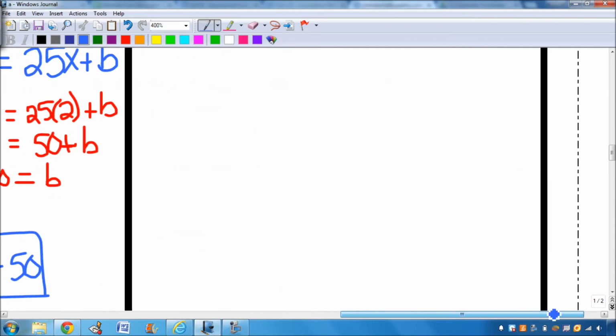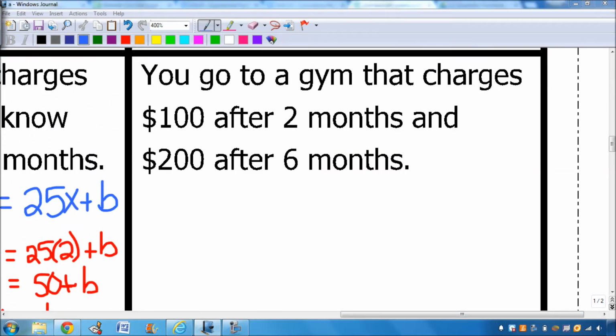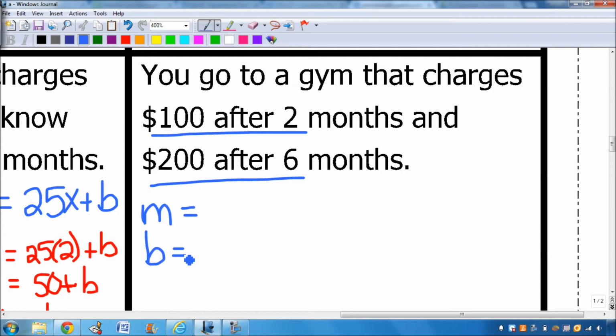And then lastly, example number 3. You go to a gym that charges $100 after 2 months and $200 after 6 months. So again, we don't know the slope this time or the y-intercept. Both of those are unknown pieces of information. But remember, your slope is going to be in terms of dollars per month. So your dollars are your y value, your month is your x value.